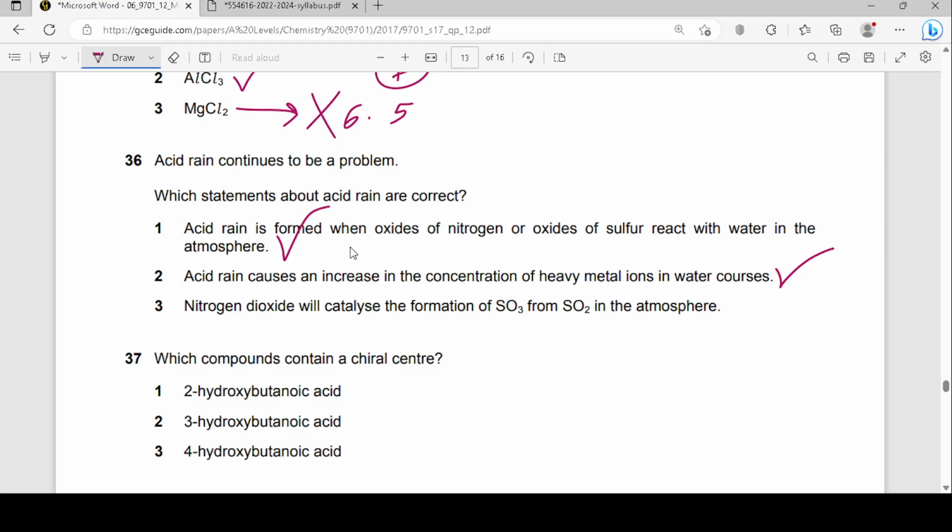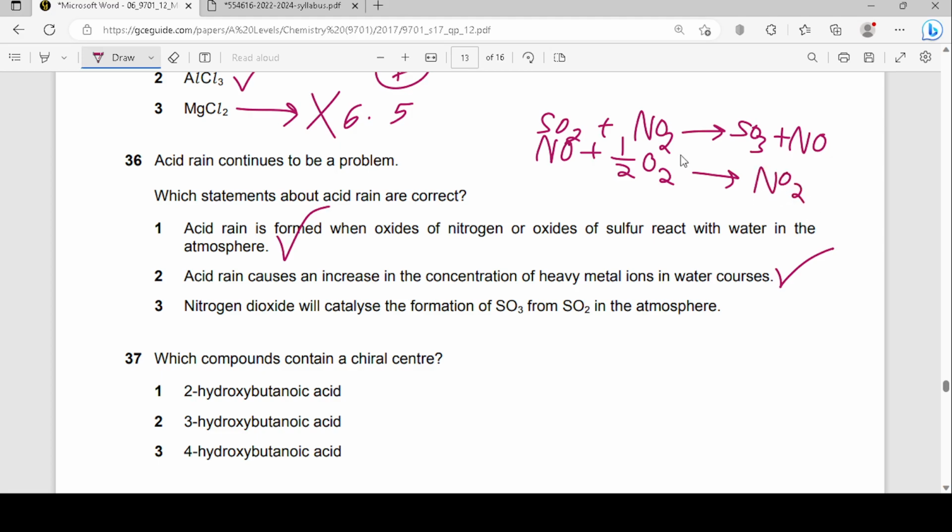And the first one was also true because the acid rain is H2SO4 really, right? But again, oxides of nitrogen are involved in that process. I could write down the equations, I suppose. So it's SO2 plus NO2 gives you SO3 plus NO. That's the first equation, and then later NO plus half O2 gives you NO2. So here you can see that NO2 and NO are acting as catalysts because you can cancel them out on both sides of the equation, right?